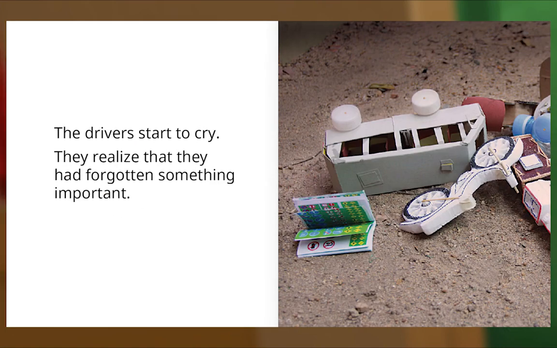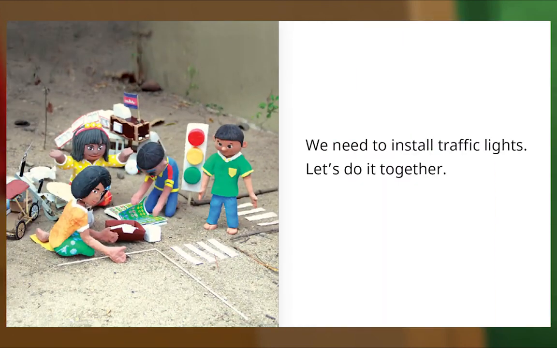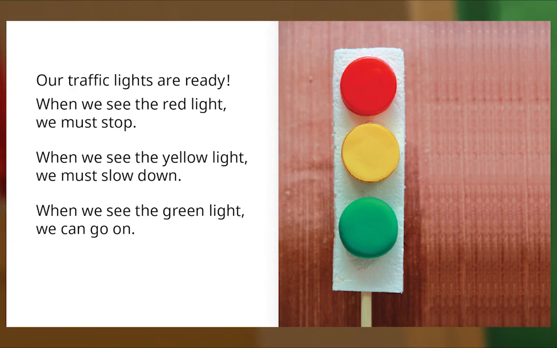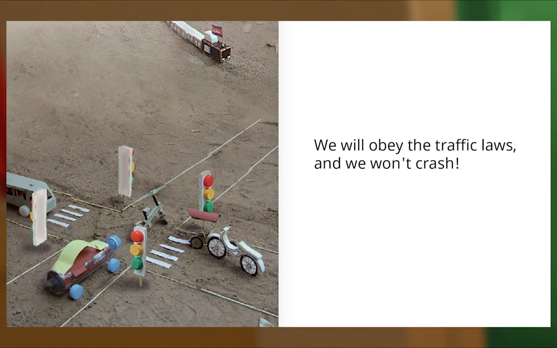The drivers start to cry. They realized that they had forgotten something important. We need to install traffic lights. Let's do it together. Our traffic lights are ready. When we see the red light, we must stop. When we see the yellow light, we must slow down. When we see the green light, we can go on. We will obey the traffic laws, and we won't crash. The end.